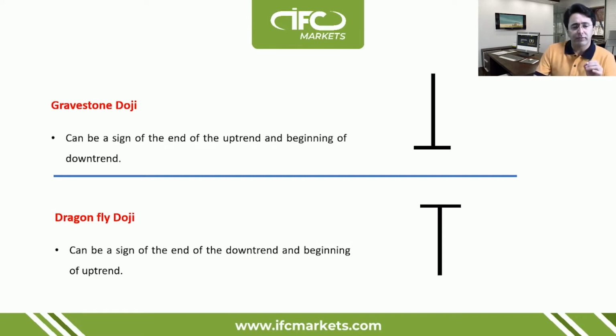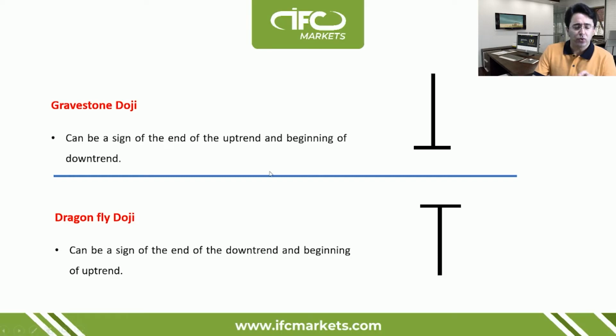The third one is Gravestone Doji. Gravestone Doji can be the signal of the end of the uptrend and the beginning of a downtrend. You can usually see the Gravestone Doji at the end of the uptrend when the price is going up, and you can see the price starting and ending at the same level, at the lowest level. It means that the price doesn't have more energy to go up. It tries to go up, but still closes at the same level, which means that the uptrend is almost losing its power.